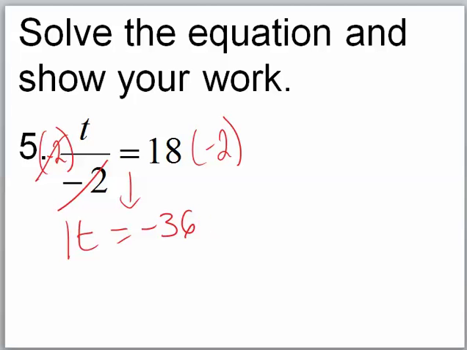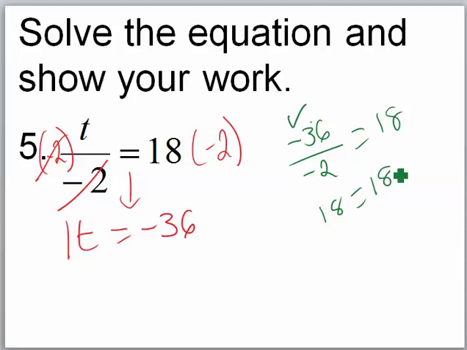Okay, let's check it. I haven't shown you how to check it. Oops, sorry, that's a really bad check mark. Let's check it. Okay. If my t value is negative 36, if I plug in a negative 36 where the t is, and I divide it by negative 2, I want it to equal 18. Let's see if it does. Is negative 36 divided by negative 2 is 18, so yes, it does, it works. Okay, so we're good.